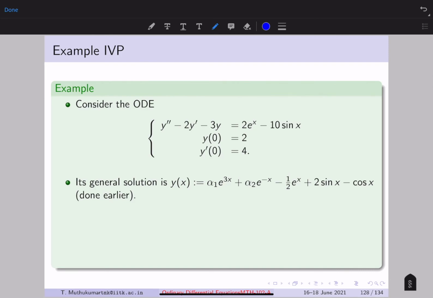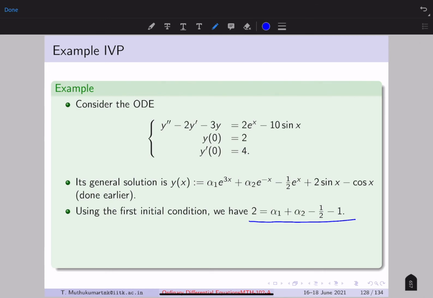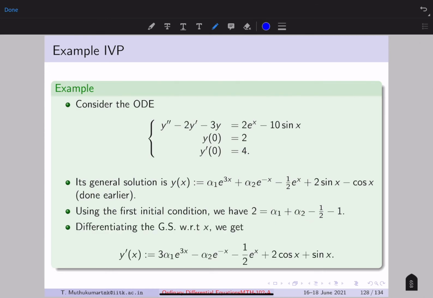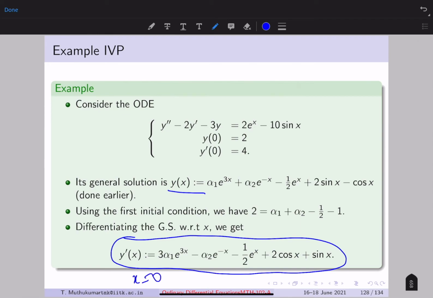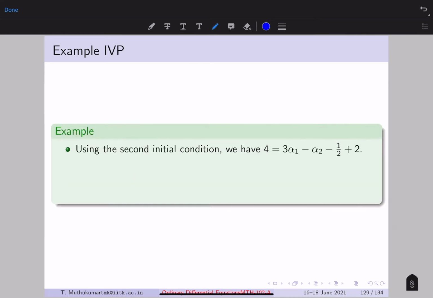We have already seen that this is the general solution from the previous slide, and we use the first initial condition. We get alpha 1 plus alpha 2, minus half minus 1, is 2. If we differentiate the solution, we get the derivative to be this. Now here you put x equal to 0 and use the information that y prime of 0 is 4. Putting x equal to 0 everywhere, you get another relation between alpha 1 and alpha 2.